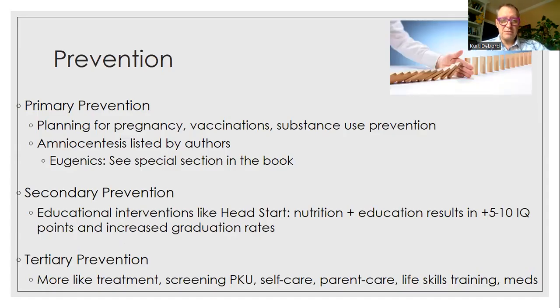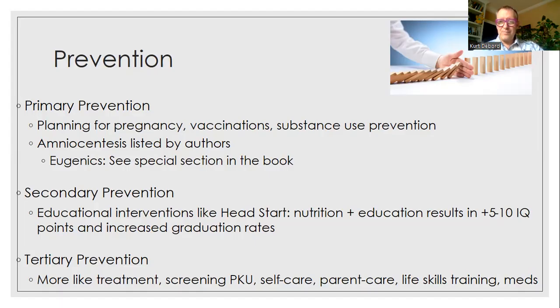Ways to try to prevent intellectual disabilities include primary prevention. That means planning for pregnancy if at all possible. I think that's probably the best solution. Getting vaccinated, again, for rubella, measles, things like that. Substance use prevention, so that you don't have a mother abusing substances while she's pregnant. Your book also talks about doing a test of the developing fetus by sticking a needle in utero to draw out some of the blood cells, and then testing the chromosomes of the developing fetus, so that a parent can make an informed decision about whether or not they want to have an abortion.